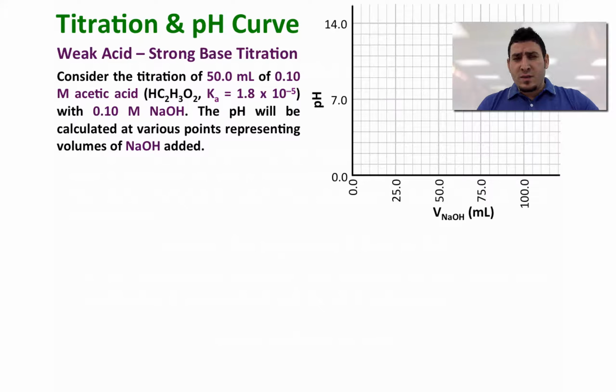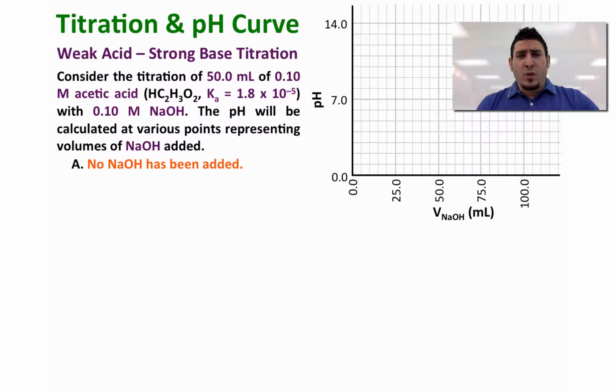So consider the titration of 50 milliliter of 0.1 molar acetic acid, where the Ka is given, with a 0.1 molar sodium hydroxide. The pH will be calculated at various points representing volumes of sodium hydroxide added. And also the pH will be plotted on the graph at your right here.